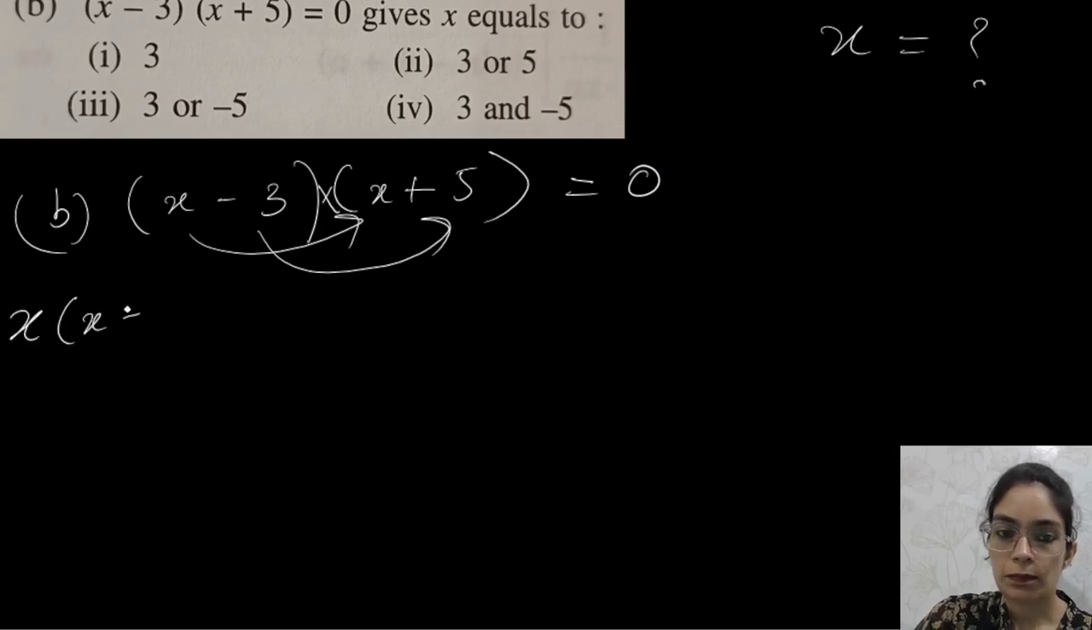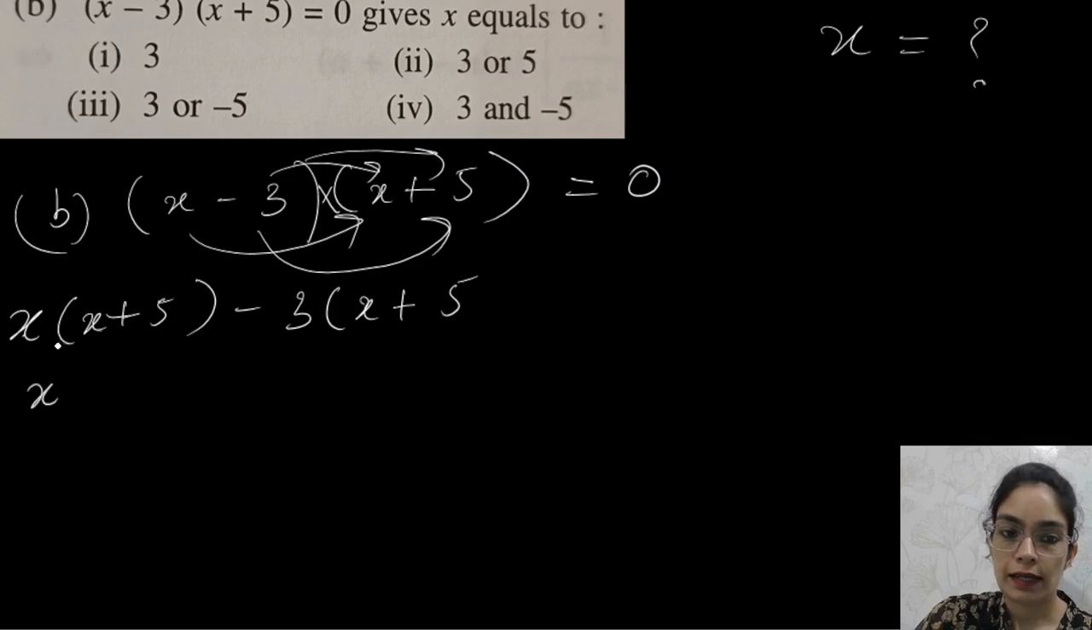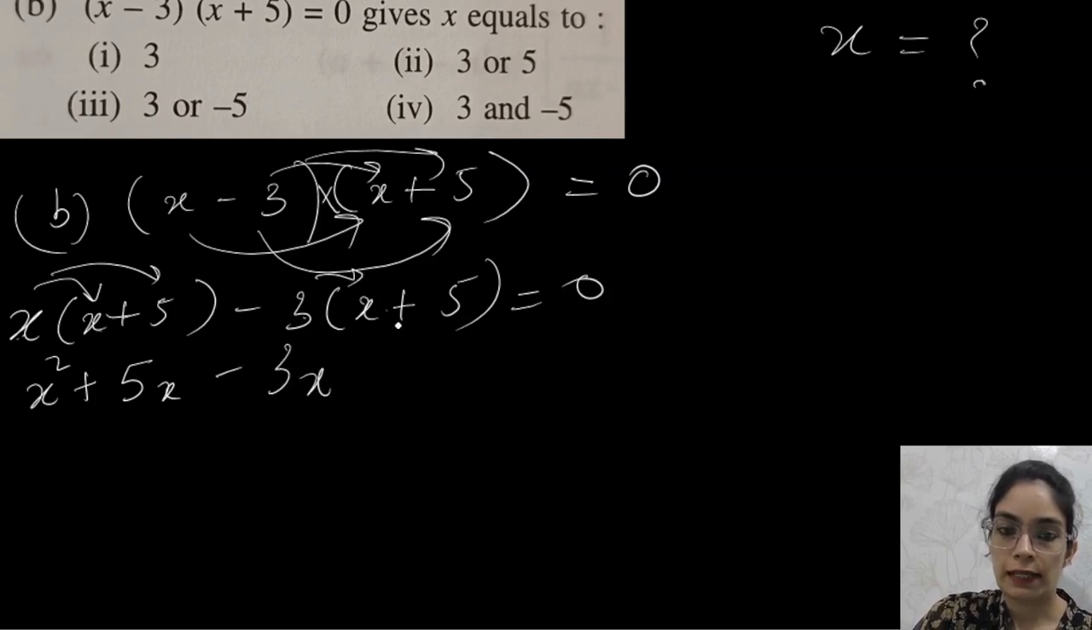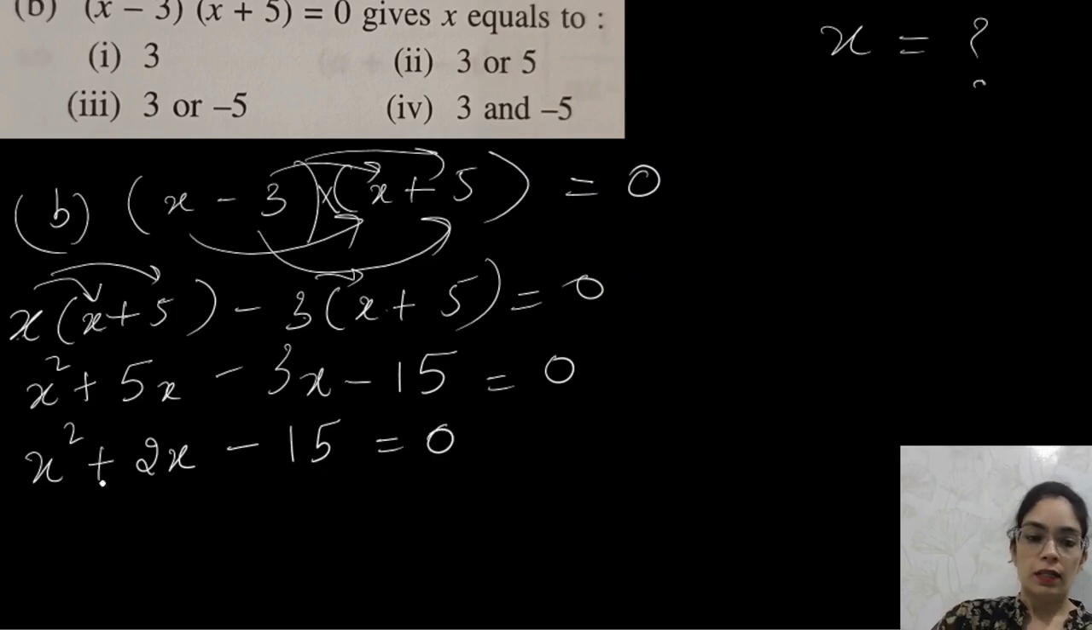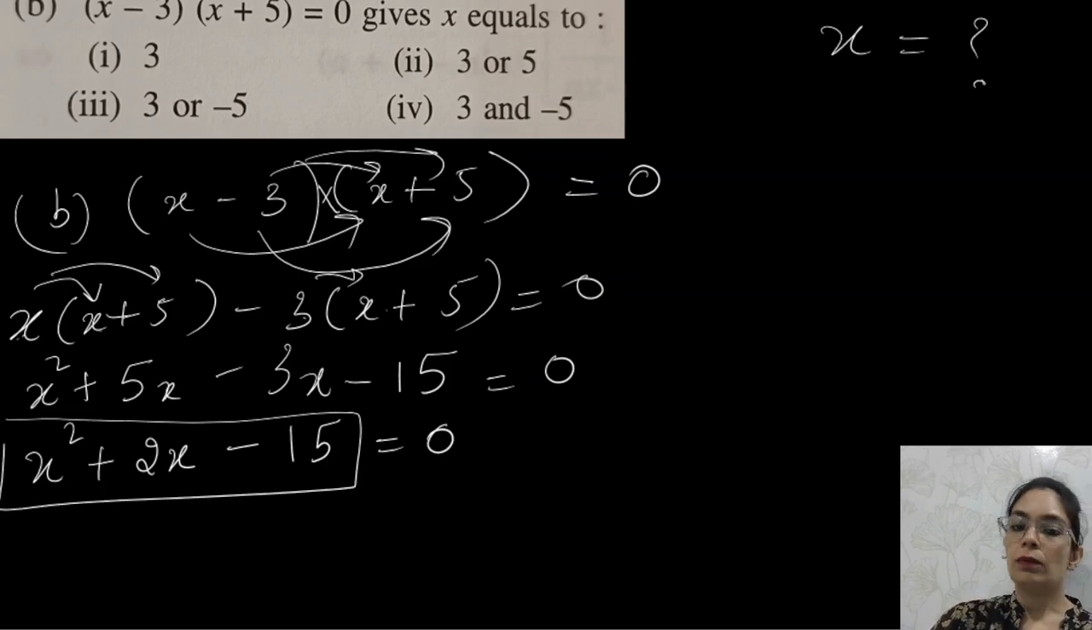So I'll just multiply the two brackets. x into x plus 5, minus 3 into x plus 5. What I am doing is multiplying x with both terms, and then multiplying 3 with both terms. So x into x is x square, plus 5 into x is 5x, minus 3 into x is minus 3x, minus 3 into 5 is minus 15. So x square, 5 minus 3 is 2, which means I get plus 2x, minus 15 is equal to 0.